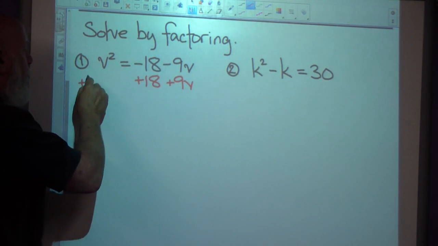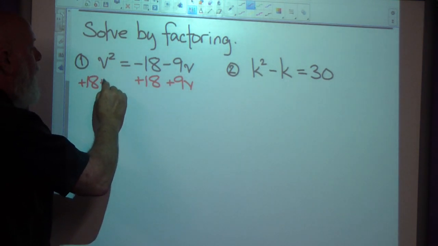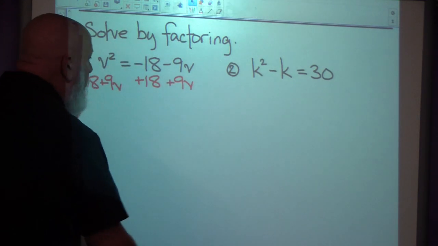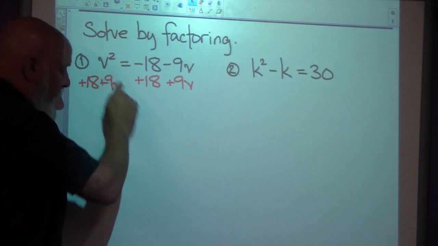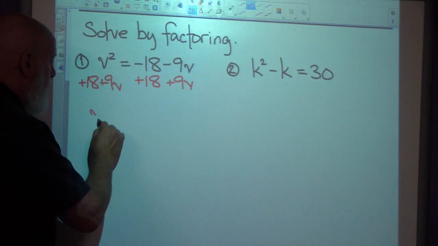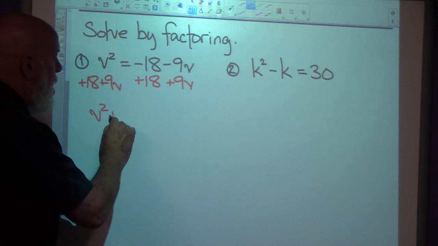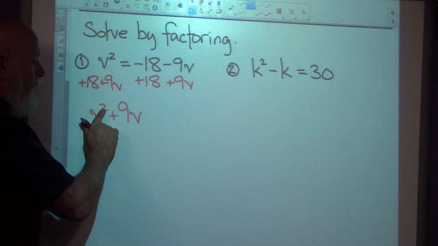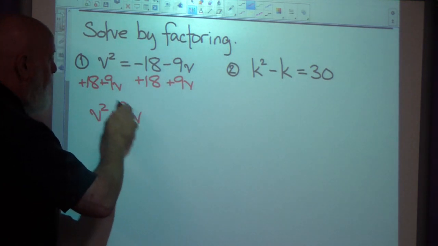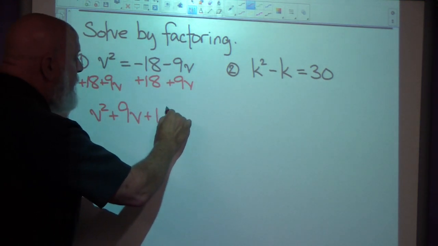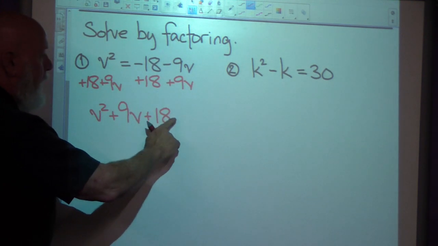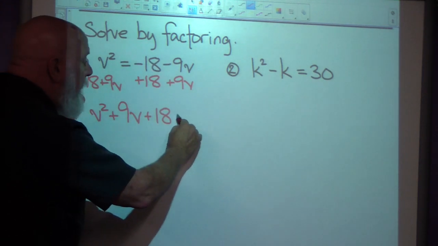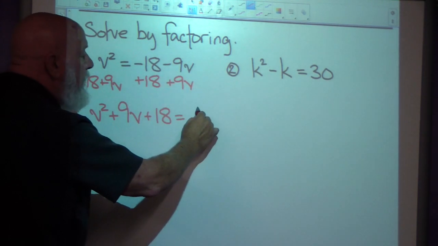Over here, I've got to do the exact same thing. I've got to add 18 and 9v. When I rewrite this side of the equation, I'm going to put it in what's called standard form. I'm going to write the highest power of v, that's v squared in this case, plus 9v, that's called descending order, the second power, this is an implied first power, plus 18, that's my zero power, so to speak. v to the zero power is 1, 1 times 18 is 18. There's my equal sign there, and this whole side just turns into 0.